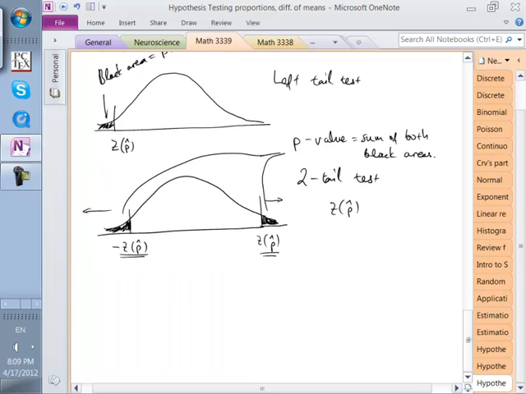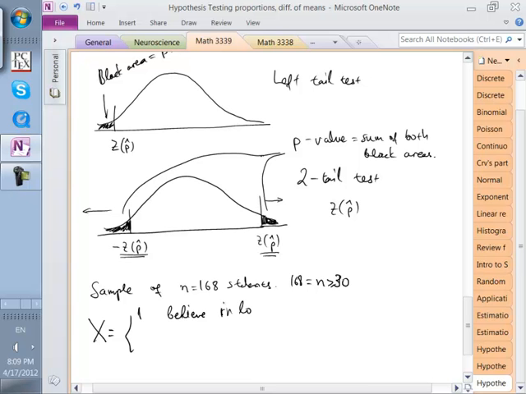So we have a sample of 168 students, which is fairly big, so we have n greater than 30 because that's 168. Now x, our random variable, is the Bernoulli random variable, which is 1 if a student believes in love at first sight, and 0 if not.